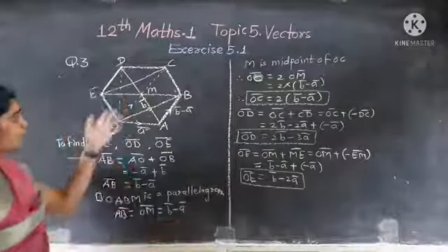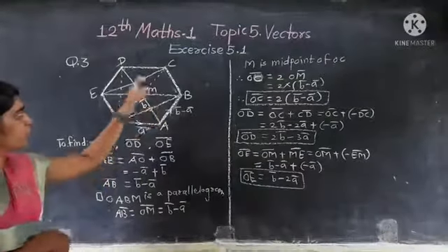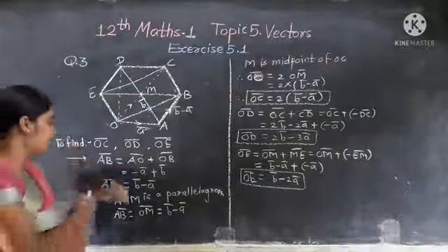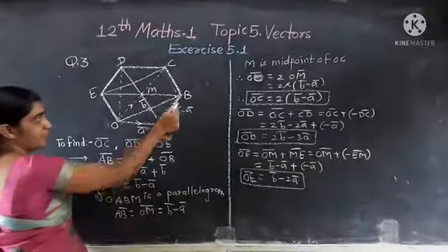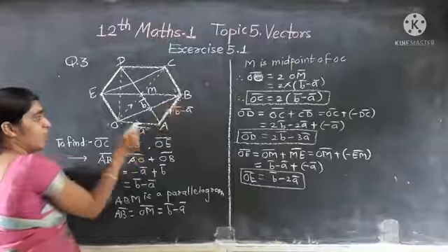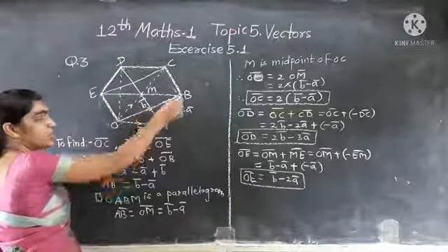Okay, understand? The hexagon is given. We join all the points. First we find AB bar. In this way, AO bar plus OB bar is equal to AB bar.